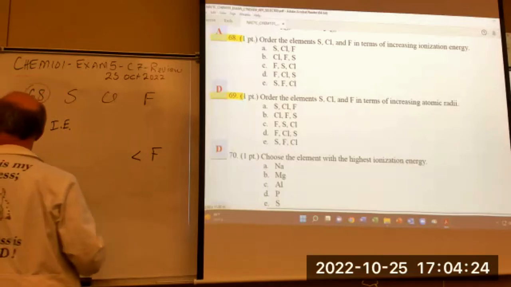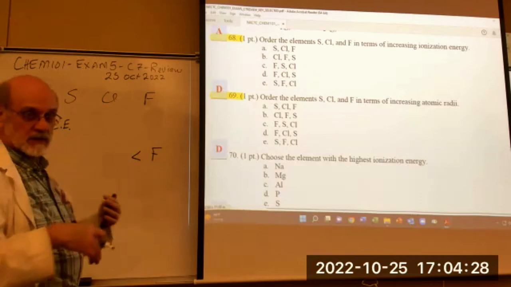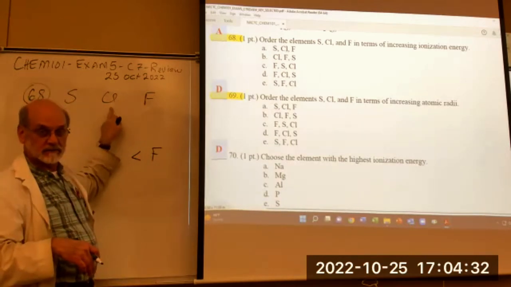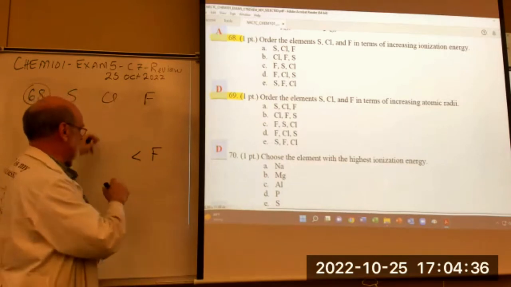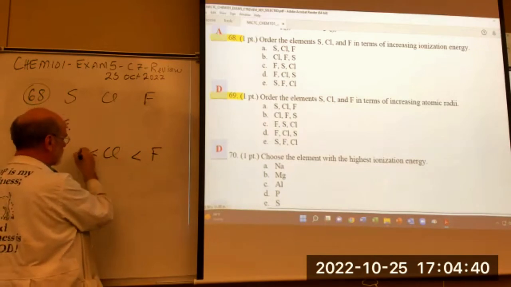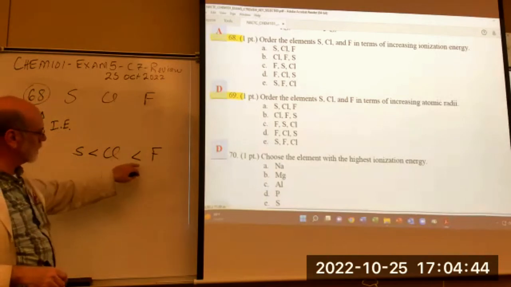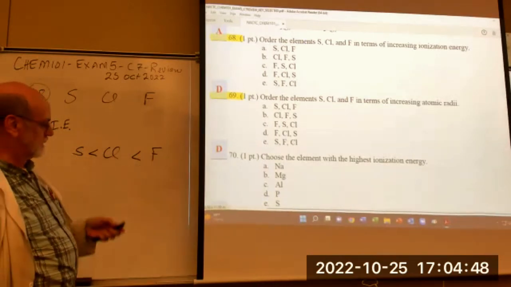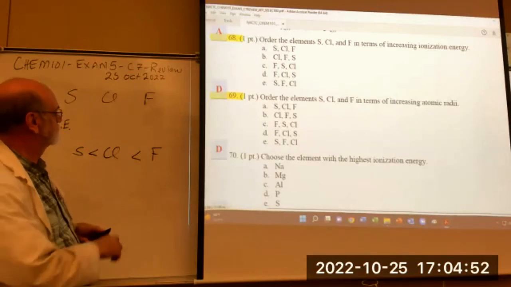Right. What's next? Well, if you go down one, you get chlorine. Right? Down is decreasing ionization energy. And then to the left of chlorine is sulfur. So it should be sulfur, chlorine, fluorine, in that order, increasing ionization energy. Let's see, that would be A. There you go.